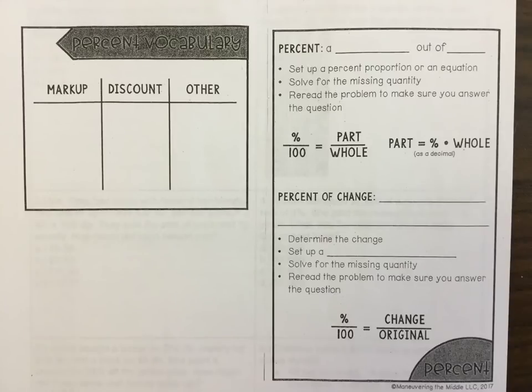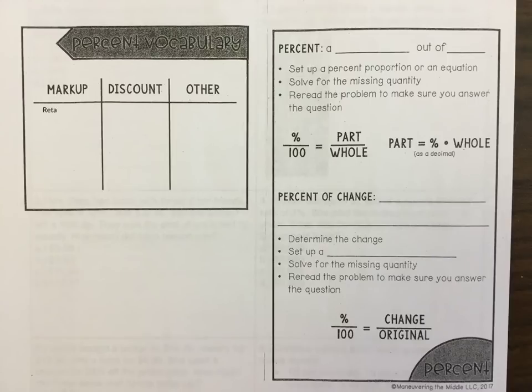Today's review is about percent problem solving. Sometimes the hardest part is figuring out whether to add or subtract after you've figured out the percent of the number. So certain keywords in word problems will be helpful. For markups, look for some of these words.